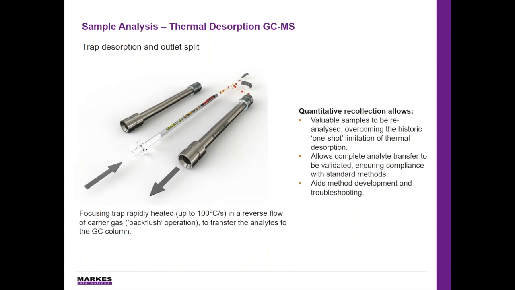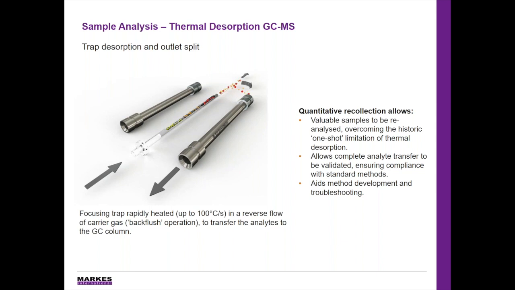The second stage is trap desorption, and you also have the option to split, which is the outlet split. At this stage, the focusing trap is rapidly heated in a reverse flow. It can go up to 100 degrees per second, so it usually only takes 3 seconds to reach the setting temperature.